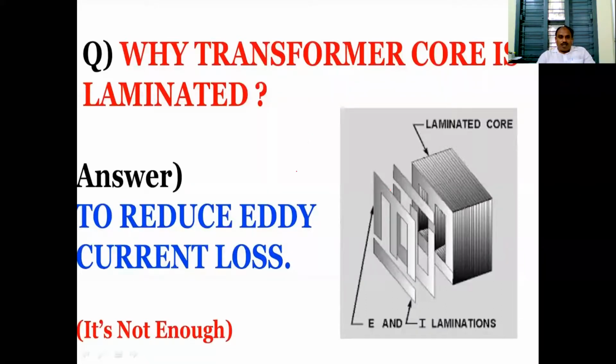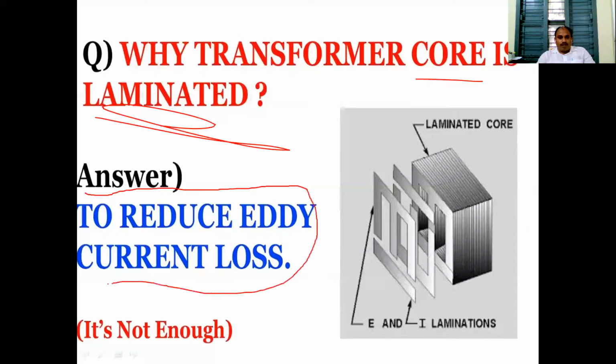Why is the transformer core laminated? In any machine, why is the core laminated? To reduce the eddy current losses. Why is the core laminated in any electrical machine, not only a transformer? It may be a DC generator armature, or a transformer, or an AC generator, or any machine. The core is laminated to reduce the eddy current losses.